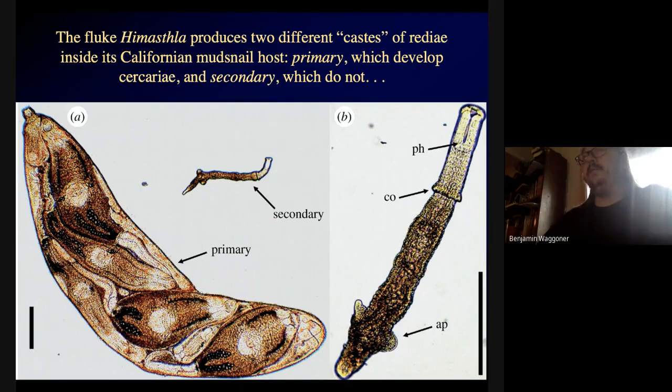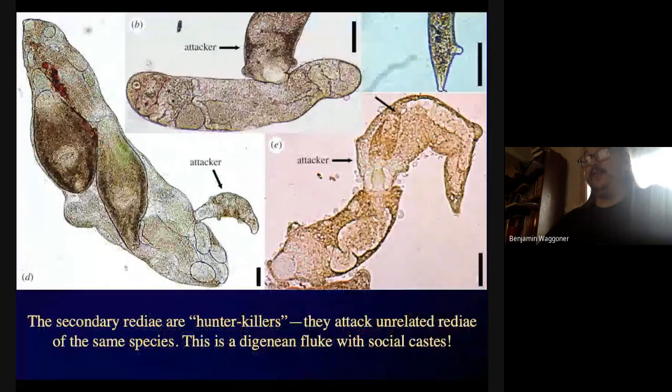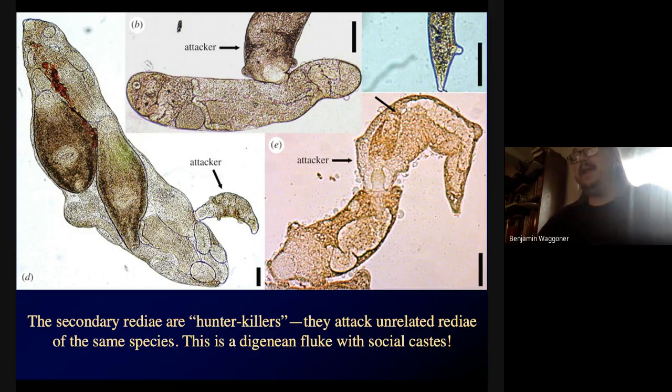What's it there for? It turns out that secondary redia are hunter-killers, because what they will do is attack unrelated redia of the same species. So picture D over there at the left, that's a primary redia, and then a secondary redia labeled attacker is eating the primary redia. There in pictures B and E, you can see more footage of secondary redia attacking other redia that they're not related to.